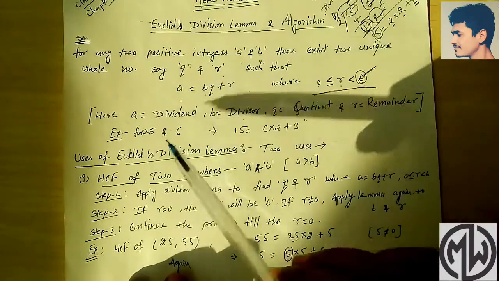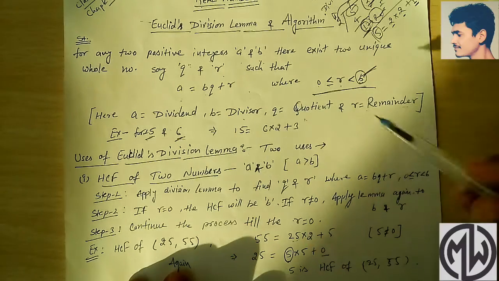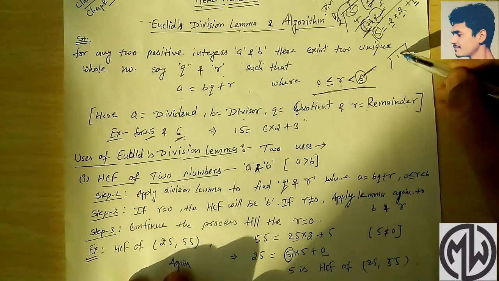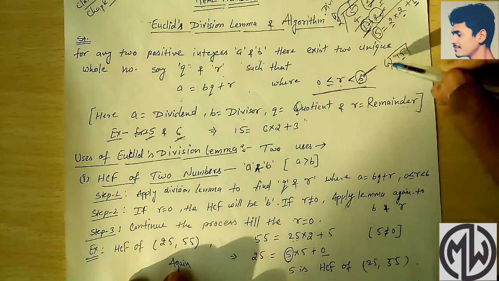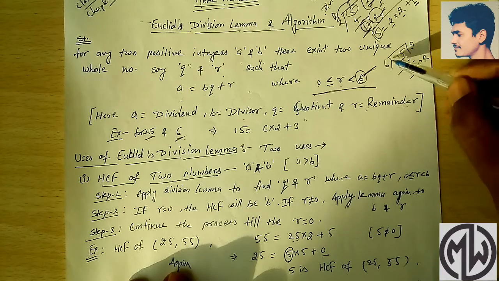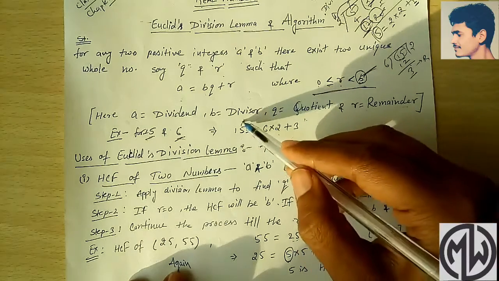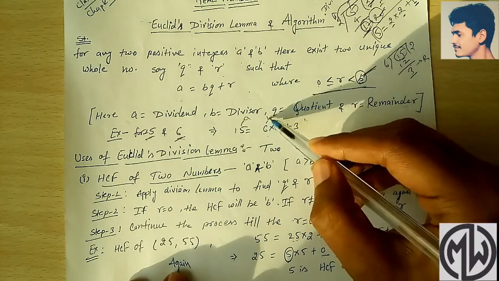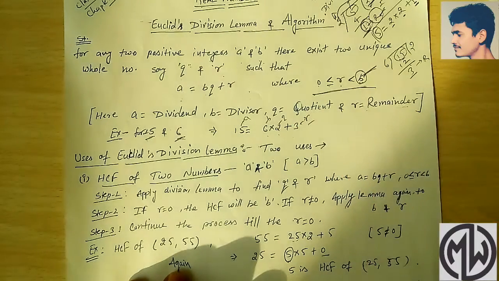Alright, so for example we have two numbers 15 and 6. When we divide 15 by 6, 6 twos are 12, 15 minus 12 is 3, so 3 is your remainder. So 15 can be written as 6 into 2 plus 3. So this is your a, this is your b, this is your q and that will be your r.